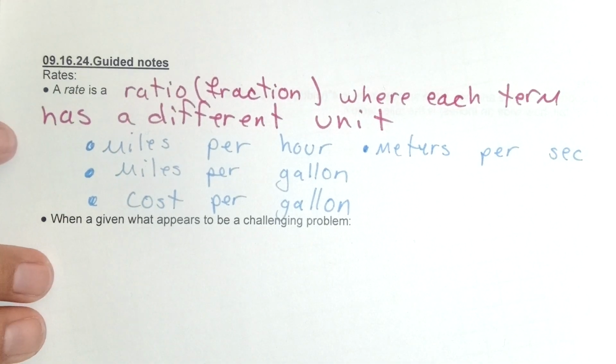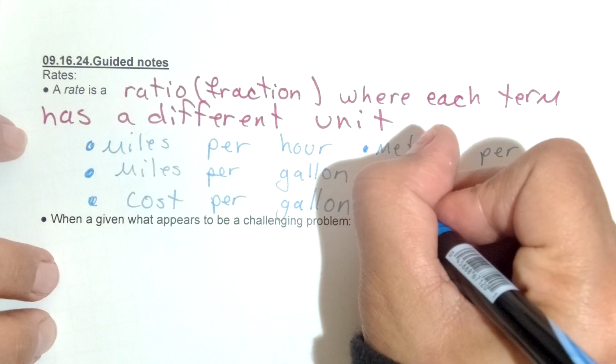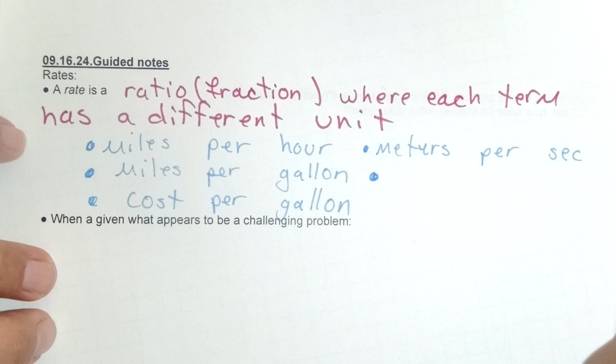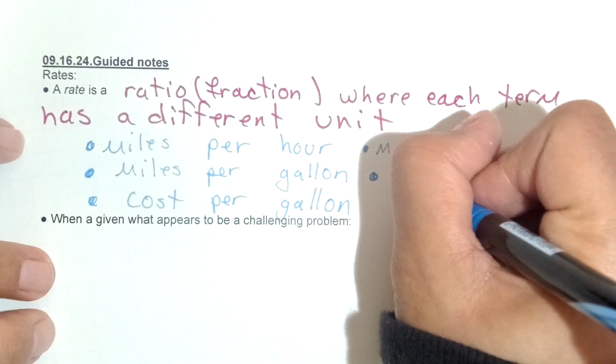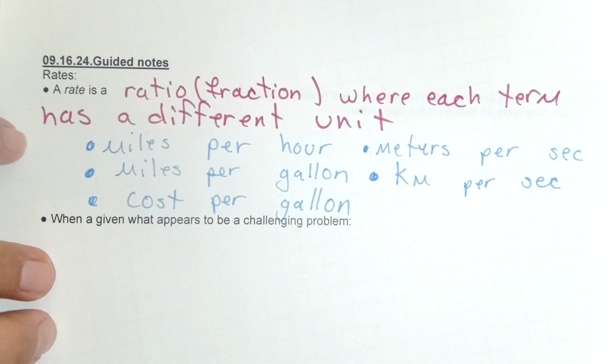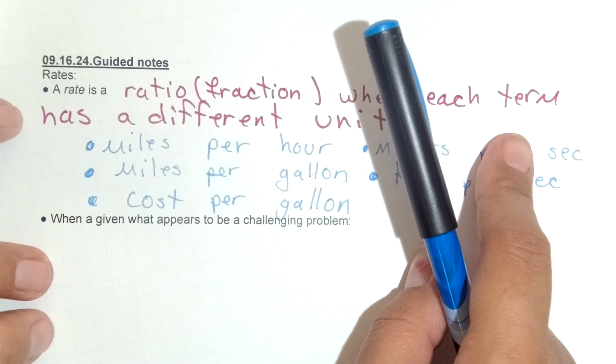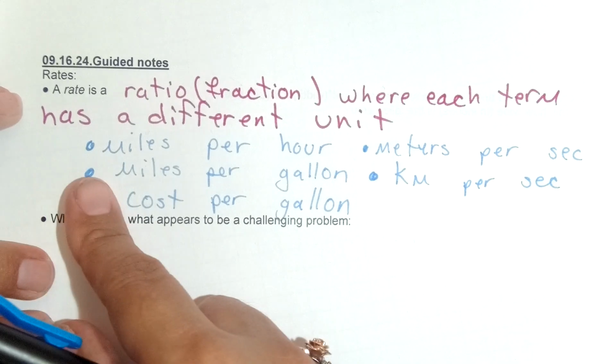Can you see that color? Any other examples? Kilometers per second? All of these, excuse me, all of these are rates.